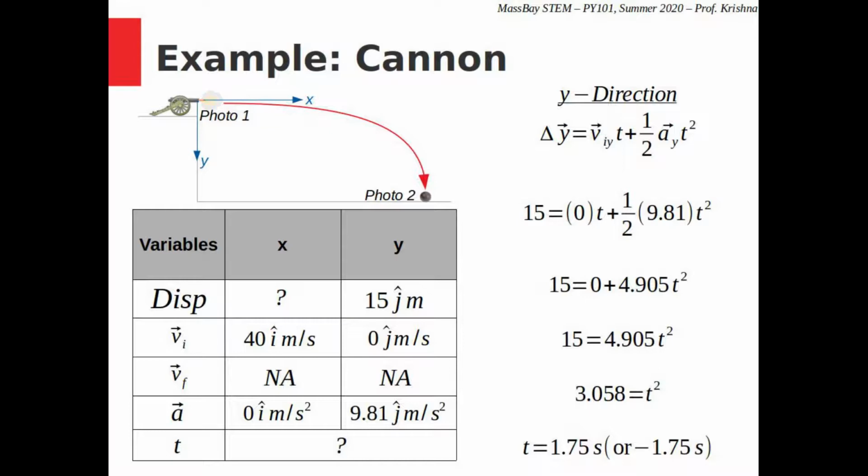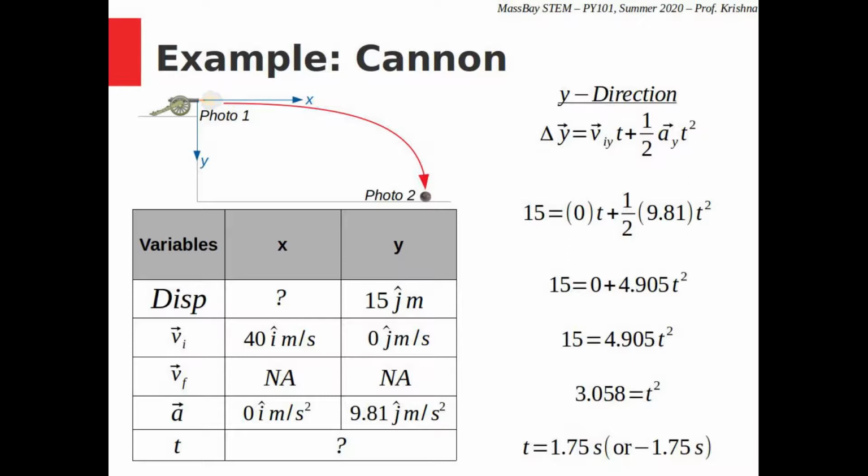If we had tried to solve for the displacement in x first, we would have gotten stuck, because we had only 2 pieces of information in x. But by using the y direction to solve for time first, we now have 3 pieces of information in x. Again, time is always consistent between x and y. It represents the time between the 2 photos.